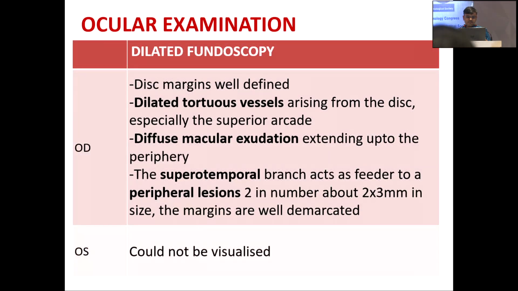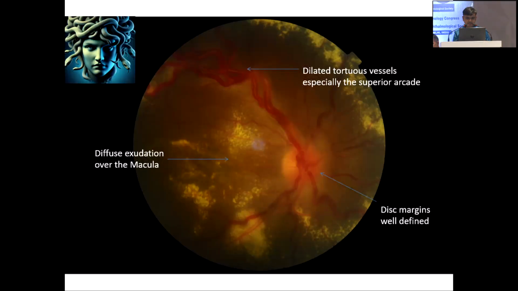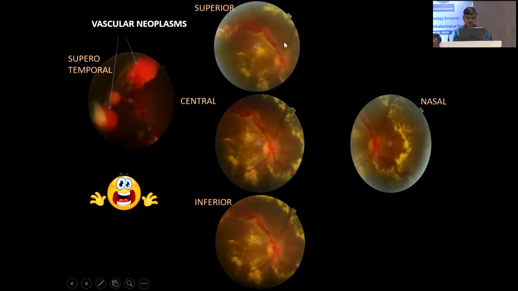The dilated fundoscopy for this patient showed dilated tortuous vessels around the disc with diffuse macular exudation extending up to the periphery, and the superotemporal arcade branch acted as a feeder to peripheral lesions that were 2 in number, about 2 into 3 millimeters in size. So this is our fundus picture that emulates the medusa head, and these are the peripheral lesions that were visible on dilated fundoscopy.